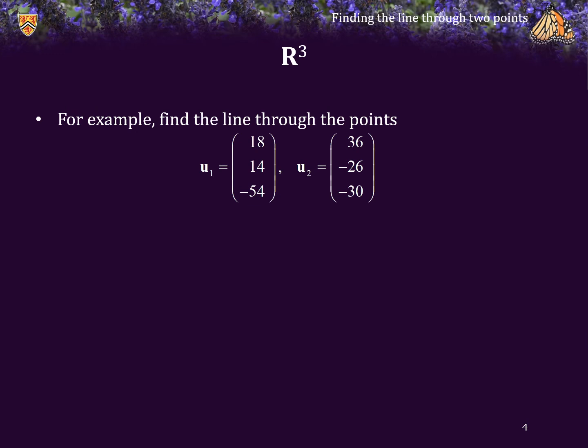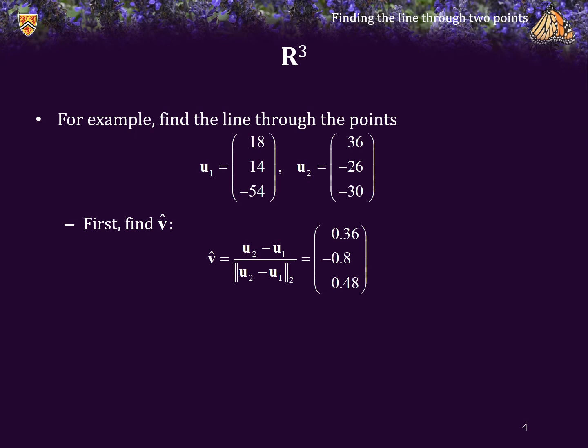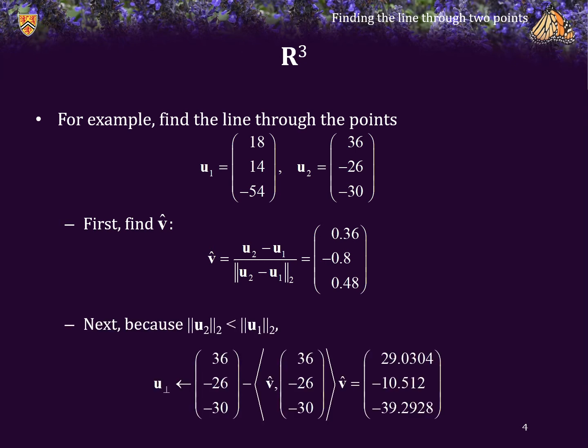For example, let's find the line between these 2 points. First, we find and calculate the normalized vector v. Having done so, we determine that the second point has a smaller 2 norm, therefore we will subtract off of the second point the projection of that second point onto the normalized v vector. And that gives us this vector here.